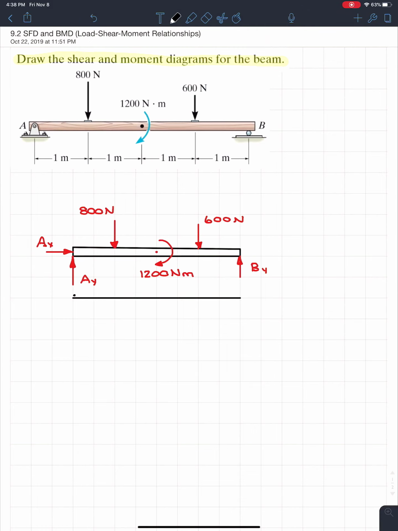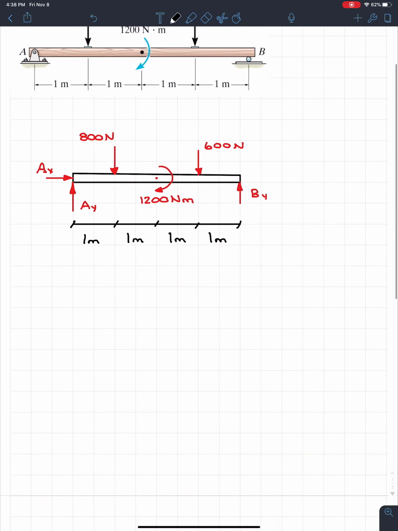The distances are pretty nice. It's all segmented at 1 meter. So we're going to have 1 meter, 1 meter, 1 meter, 1 meter, and that's it. So we know a variety of ways to determine the support reactions. We can start with the sum of the forces in X. We can take a moment about any point. For me, I'm going to start with the sum of the forces in the X direction equal to 0, because right away we can conclude that AX is equal to 0.